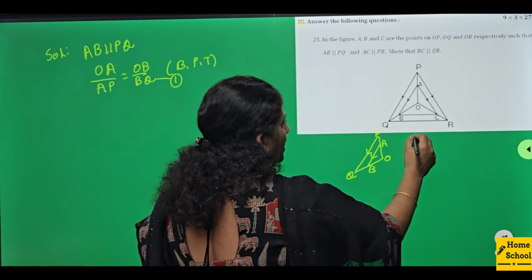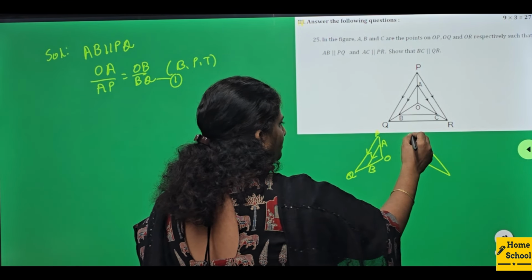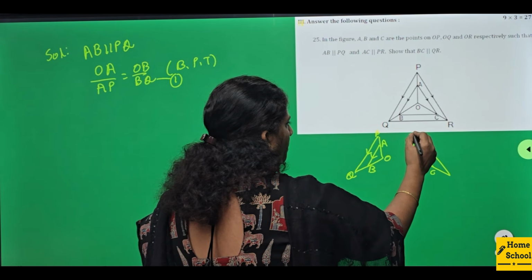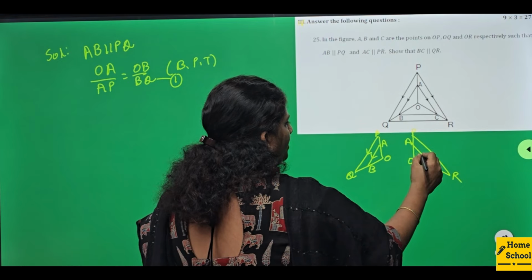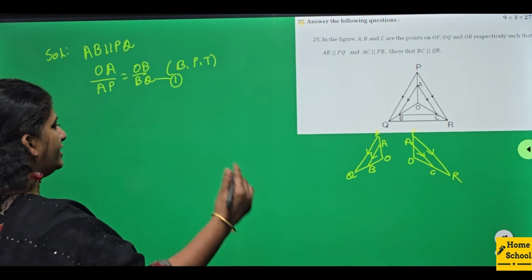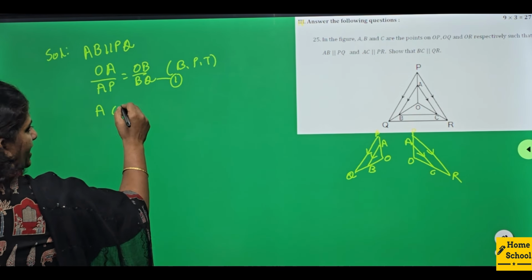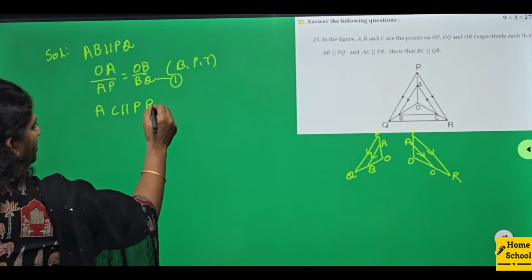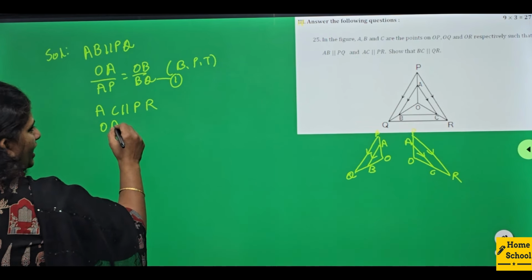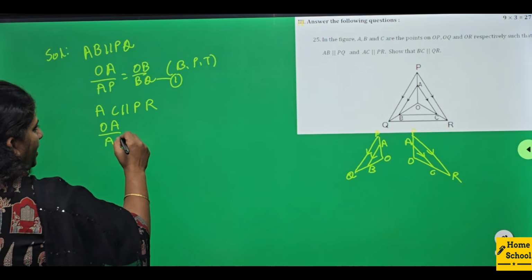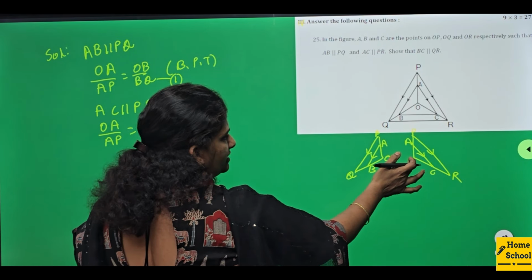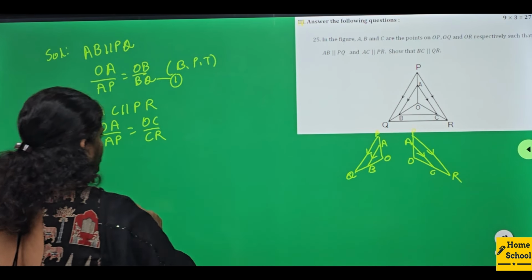Now see another part of the triangle. A, C, O, P, R. Given here AC is parallel to PR. Again in that figure, what I can say? Given AC is parallel to PR, by basic proportionality theorem, what I can say? OA by AP is equal to OC by CR. Observe this as a top vertex and then write the ratios.